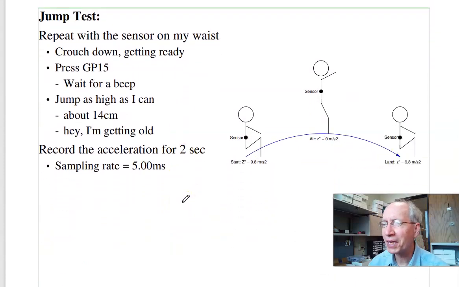Now that I am kind of confident that works, more or less, I can repeat with the sensor at my waist. What I'm going to do is crouch down, hit the button, wait for the beep, and jump as high as I can. When I land, it will collect 2 seconds worth of data, sampling every 5 milliseconds.